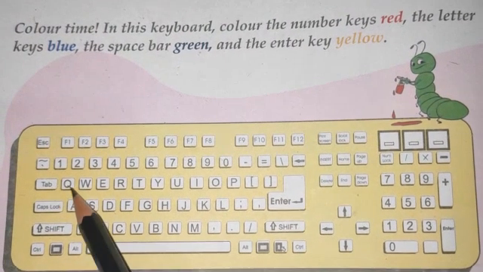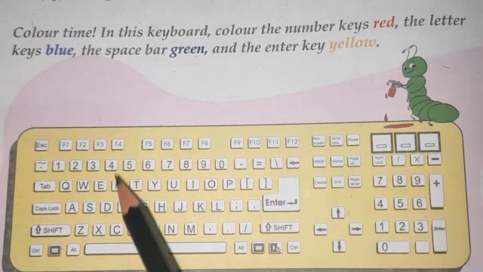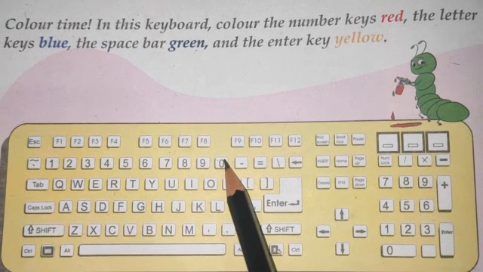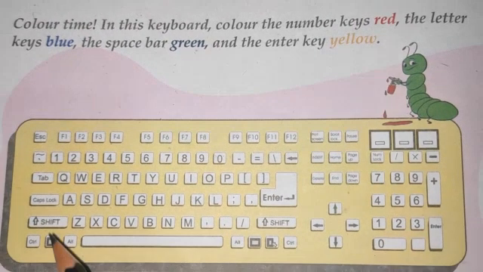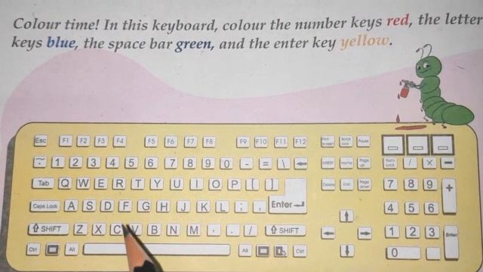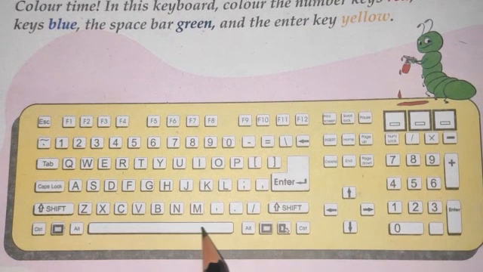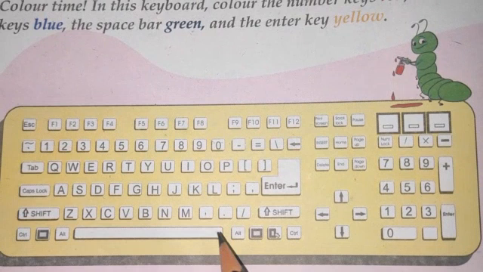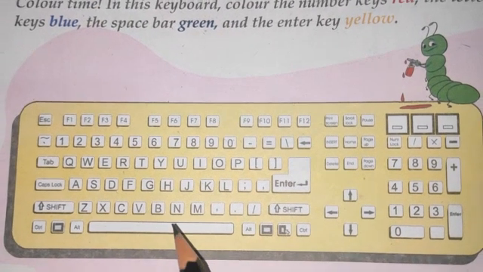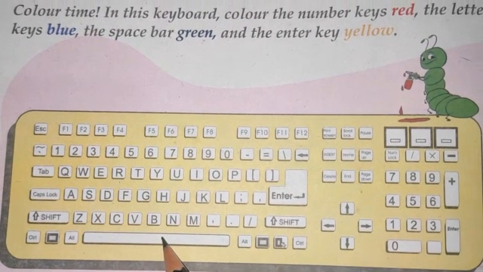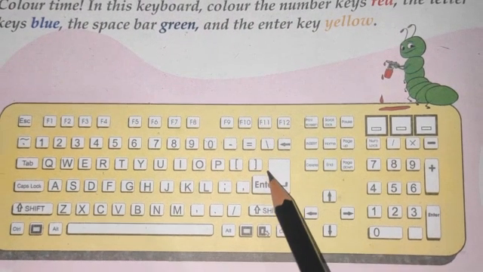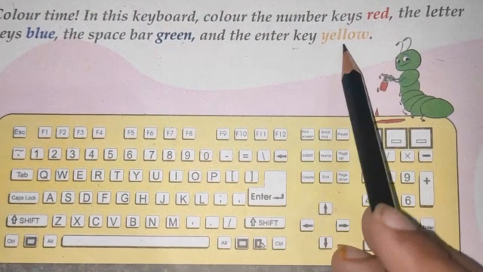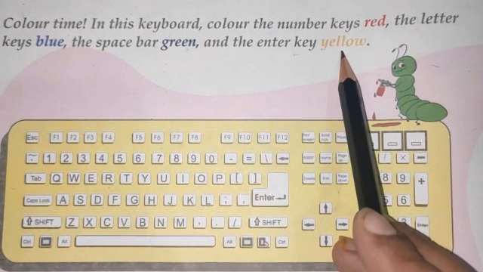Then the letters, the alphabets with blue color. आपको नंबर कीज जो हैं, जो भी नंबर्स दिए हुए हैं 1 से लेकर के 0 तक, उसको रेड कलर से कलर करना है. Then letter keys को ब्लू कलर से कलर करना है. ये होता है आपका स्पेस बार. ठीक है, ये जो लंबा सा बार दिख रहा है, the longest key on the keyboard is known as space bar. You have to color it with green color. Here it is known as the enter key. Okay, so here you have to color the enter key with yellow color.